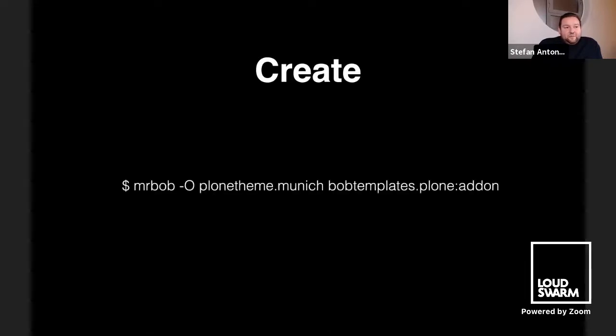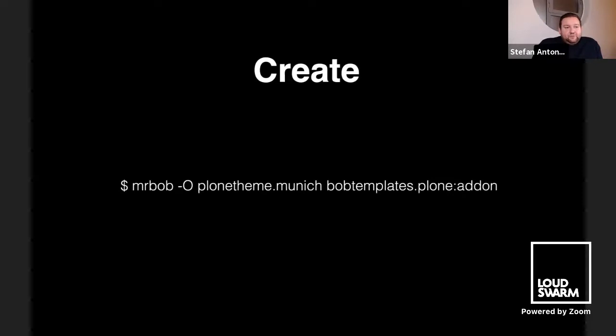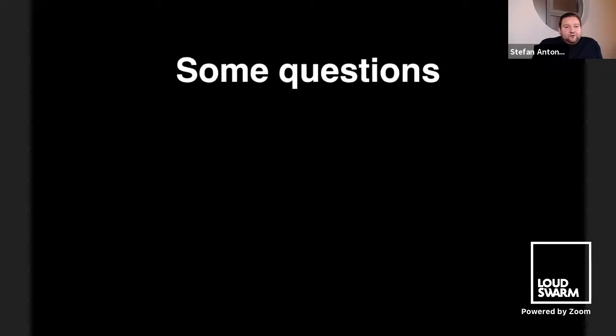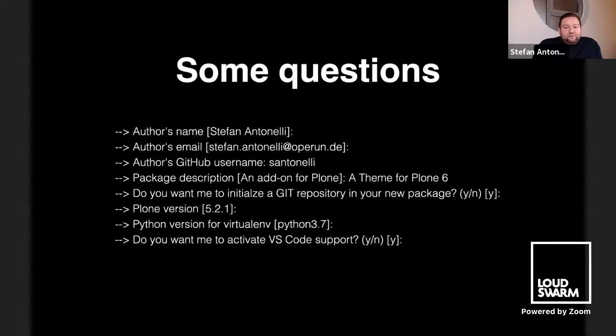First step is creating an empty package. I use Mr. Bob for that. There is also Plone CLI. Check out the docs for how to do that. Basically, a one-liner for creating an add-on package. That's done like that in the console, and it creates the package. You have to answer some questions. I filled that up here.